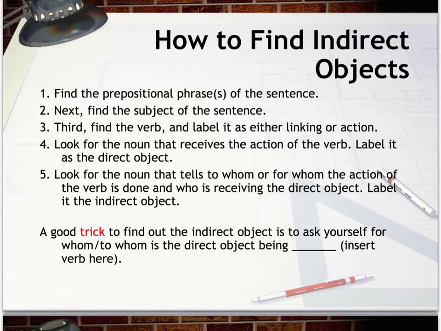So like with direct objects, first find the prepositional phrase in the sentence and eliminate it. Next, find the subject of the sentence. Third, find the verb. Label it as either linking or action. Fourth, look for the noun that receives the action of the verb. Label it as the direct object. Fifth, look for the noun that tells to whom or for whom the action of the verb is done. A good trick to find out the indirect object is to ask yourself for whom or to whom is the direct object being, and insert the verb there.